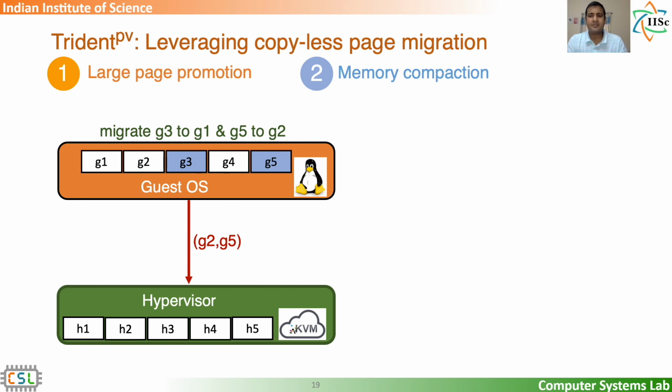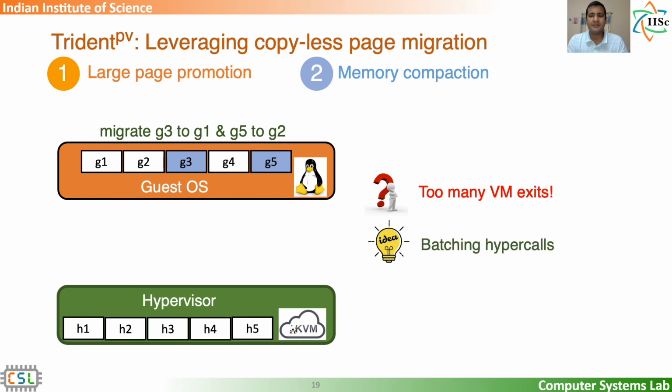However, if we replace all data copy operations with hypercalls, it creates a performance problem because hypercalls are expensive. They involve VM exits and each one of them can take hundreds of microseconds. We can optimize this by batching multiple requests into a single hypercall. And that is possible because whenever we compact or promote pages, we essentially do a lot of data movement together. So batching works really well. In the best case, we can promote a 1GB page out of 2MB pages with just a single hypercall.